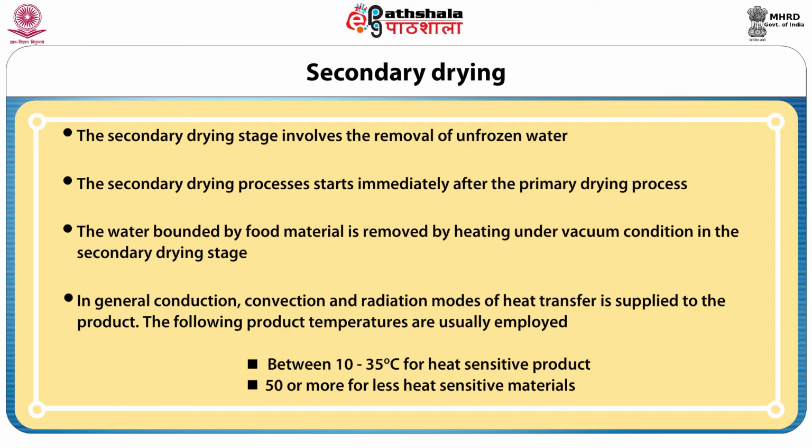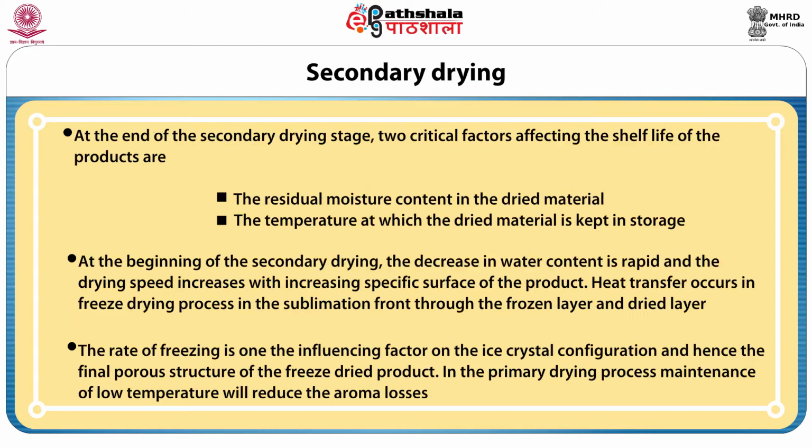The following product temperatures are usually employed. The first one is a temperature between 10 to 35 degrees Celsius for heat sensitive products. The second one is more than 50 degrees Celsius for less heat sensitive materials. At the end of the second drying stage, two critical factors affecting the shelf life of the products are the residual moisture content in the dried material and the temperature at which the dried material is kept in storage.